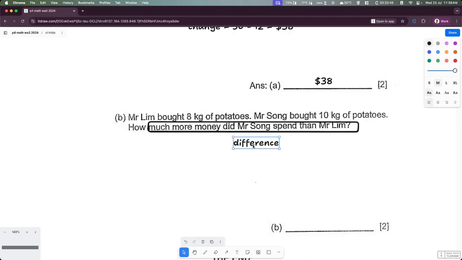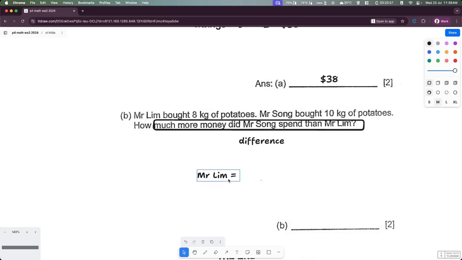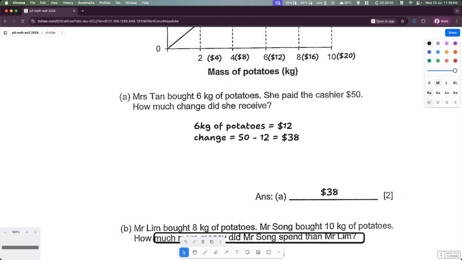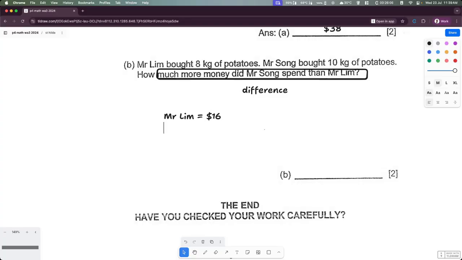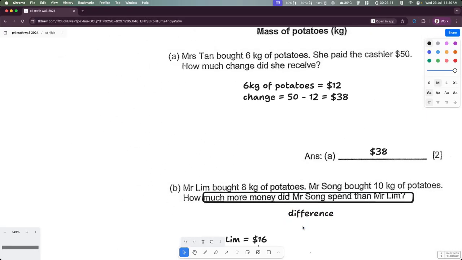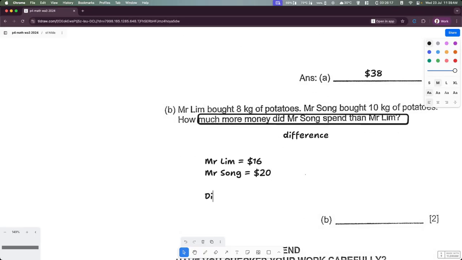Let's calculate. Mr. Lim bought 8 kg of potatoes. Looking at 8 kg, this is $16. Then Mr. Song, 10 kg of potatoes, which is $20. So how much more money? The difference is 20 minus 16, which is equal to $4. The answer here is $4.